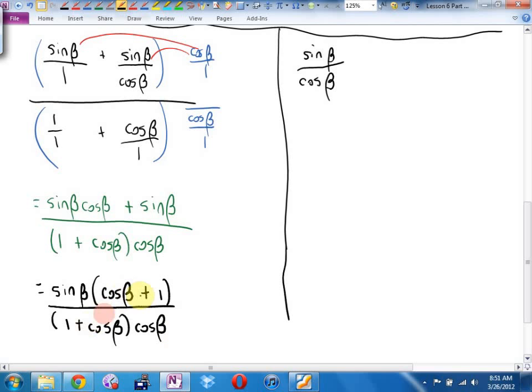Can I cancel those? Well, first of all, look what I have on the bottom sitting by itself. Can you read that to me? What do I have on the bottom here? Hey, hey, hey. Look what I have on the top here, sitting by itself. What do I have on the top here? Are these two brackets identical? Can I cancel? Yes, I can.